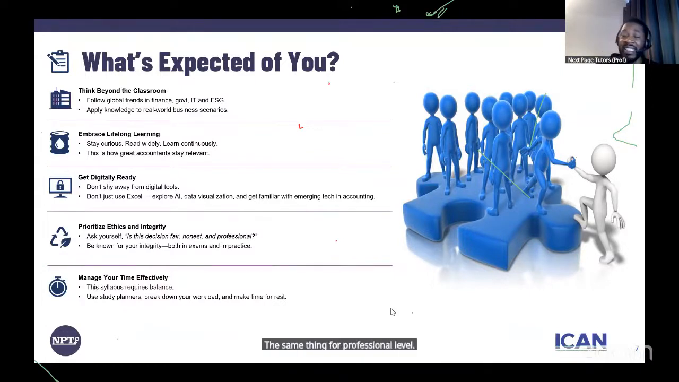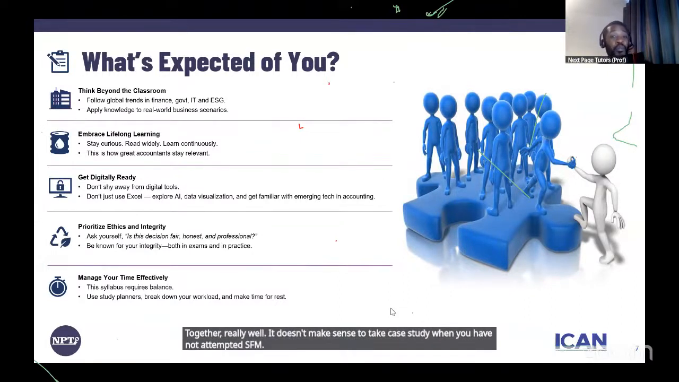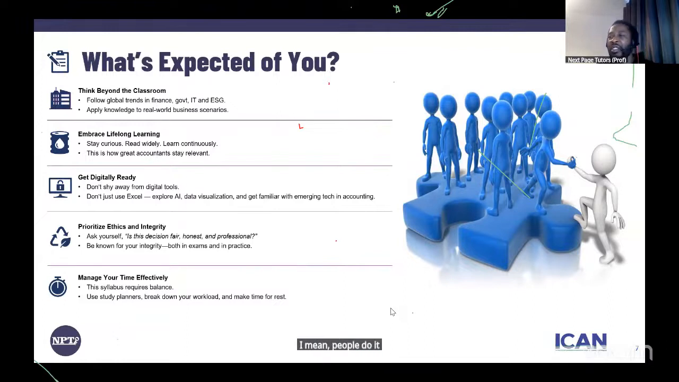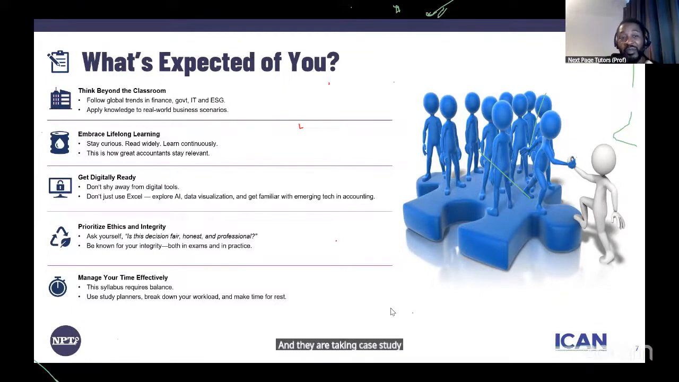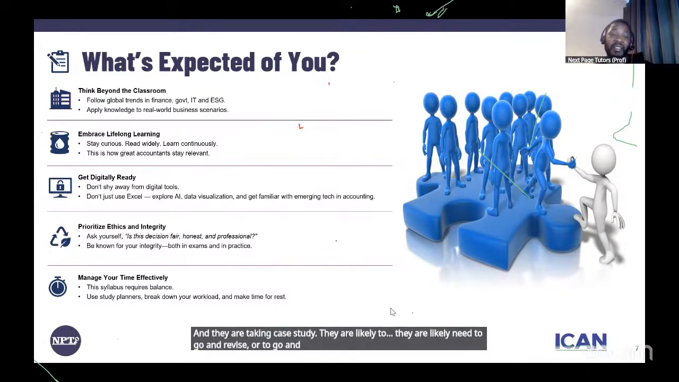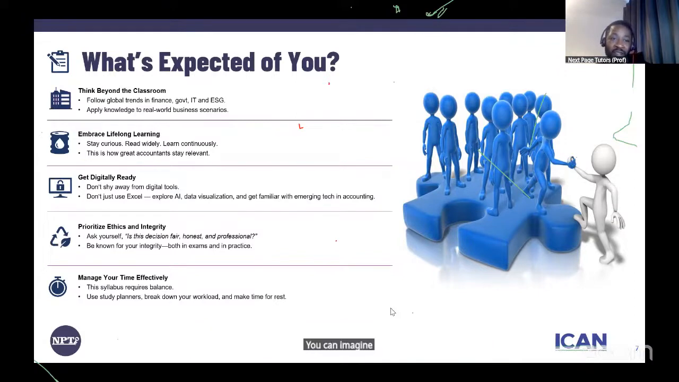A course like SFM and case study works together really well. It doesn't make sense to take case study when you have not attempted SFM. People do it and they still pass, but I'm just talking about the ease of navigating these things. When you see students who have not attempted SFM and they are taking case study, they are likely to need to go and revise or look at some topic in SFM. You can imagine the double work.